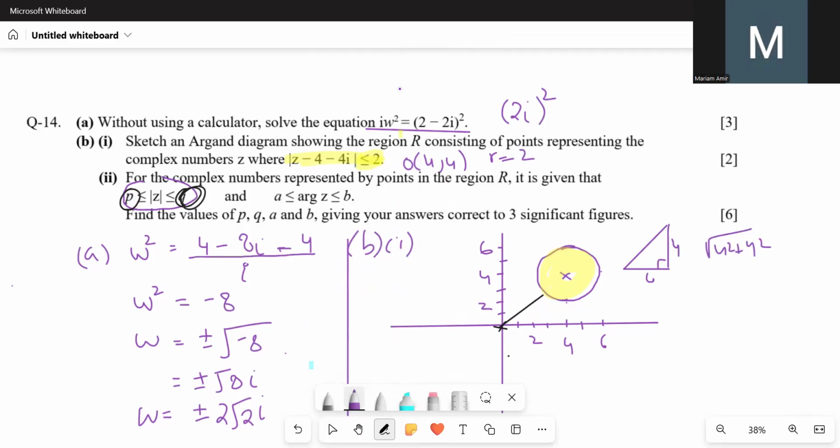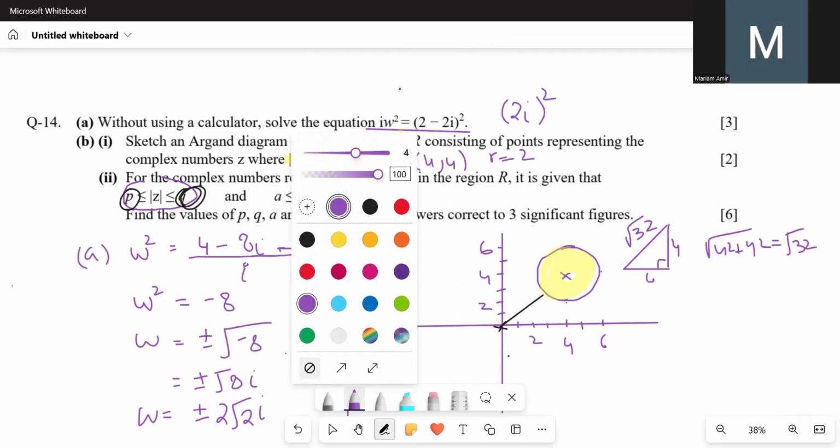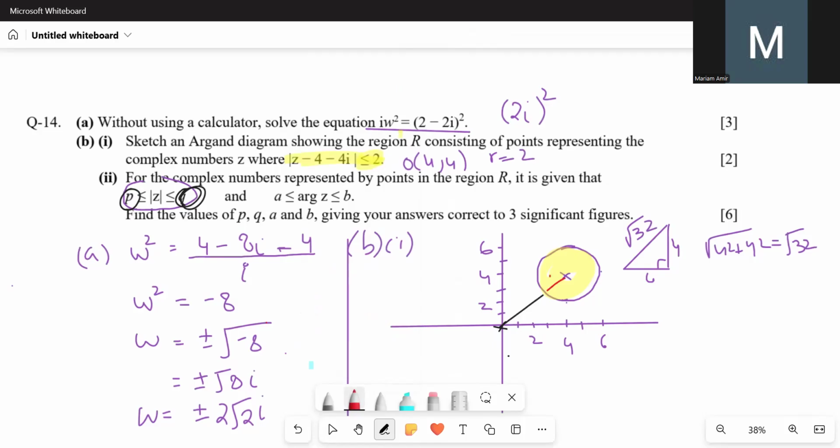What is that equal to? That's just square root of 32. Let's write square root of 32. So this full length from the center to the origin is square root of 32. All right. And we subtract the radius from it, radius was 2. So the minimum modulus is square root of 32 minus 2.